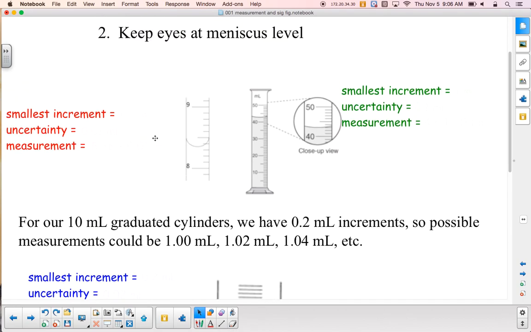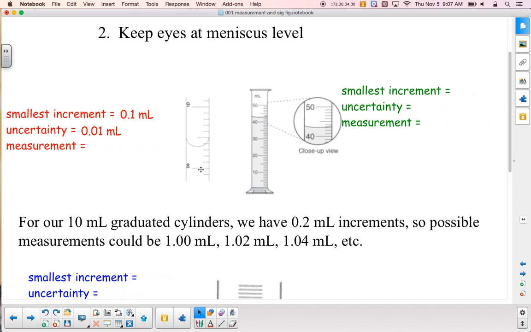This first graduated cylinder is marked at 8 milliliters and 9 milliliters and has 10 little tick marks in between. So here's a situation where my smallest volume increment is 0.1 milliliters. My uncertainty is 10% of that, or 0.01 milliliters. Now I want to take my measurement.